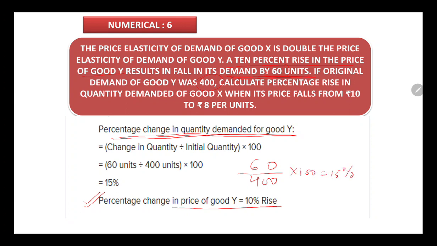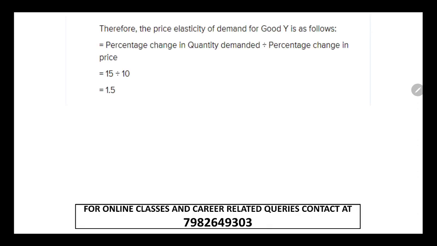So now for good Y, we have the percentage change in quantity demanded, and we also have the percentage change in the price of good Y. That is already given in the question, a 10% rise in the price of good Y. So now we can calculate the elasticity for this. The elasticity for good Y will be 1.5. So we have calculated the elasticity now.